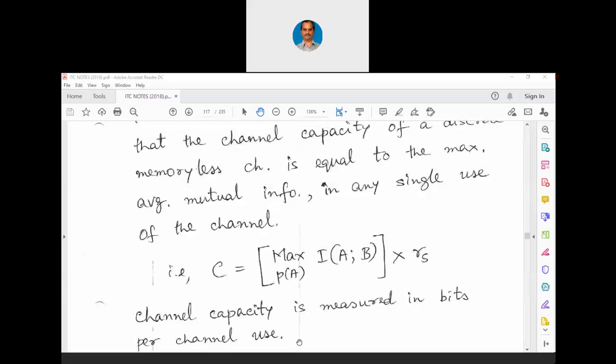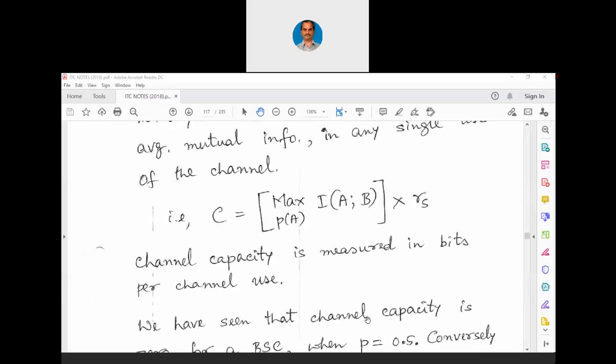That means for the capacity of this channel, we cannot say exactly it is these many kbps. It may vary over a period of time. So wherever we get this maximum mutual information, we have to multiply by the source symbol rate, and we can say this is the number of bits per channel use.